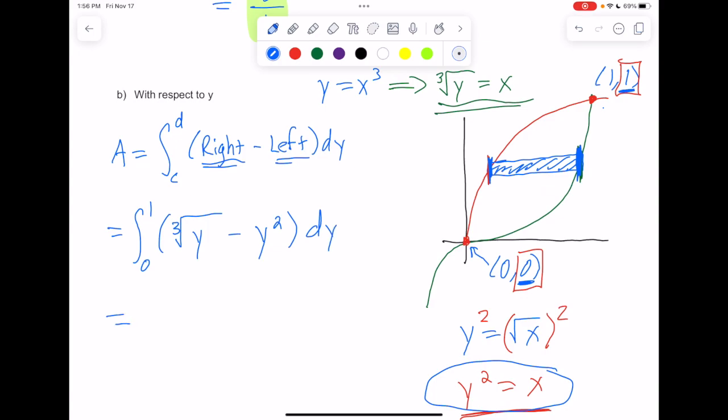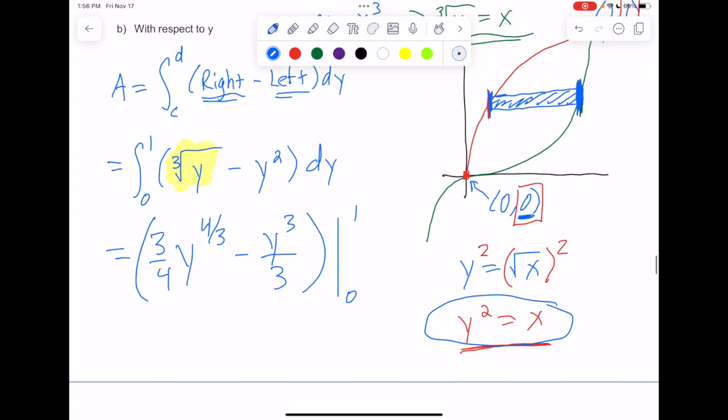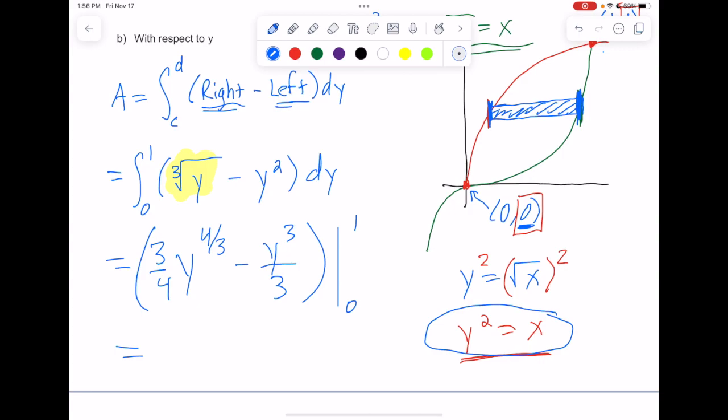Antiderivatives, this cube root right here is y to the 1/3. So that'll become y to the 4/3 divided by 4/3, or times 3/4, minus the antiderivative of y squared, which will be y cubed over 3. And all of that will get evaluated from 0 to 1. I'm going to go ahead and enter that into fnint to get the answer. But remember, when we enter into fnint, even though we're practicing doing the antiderivative work, it's the definite integral that we have to type in.